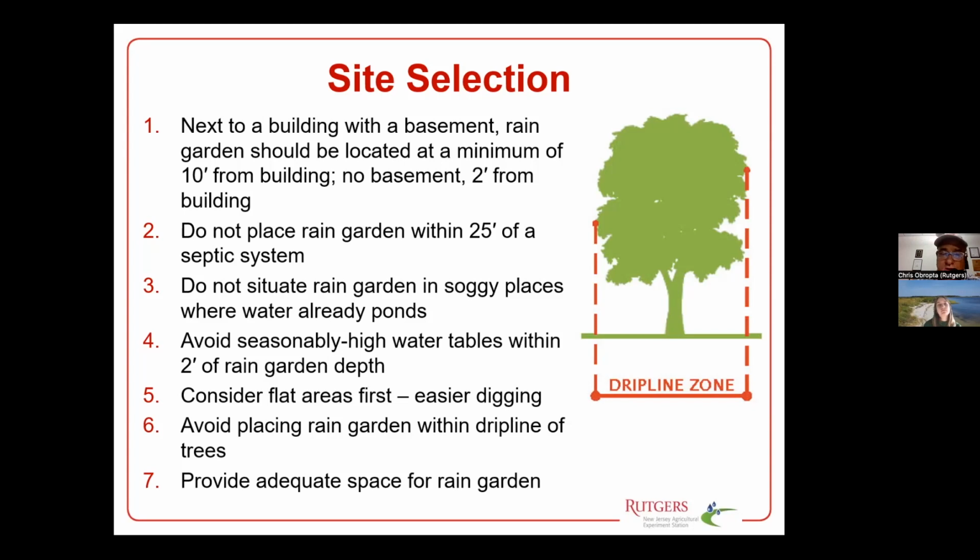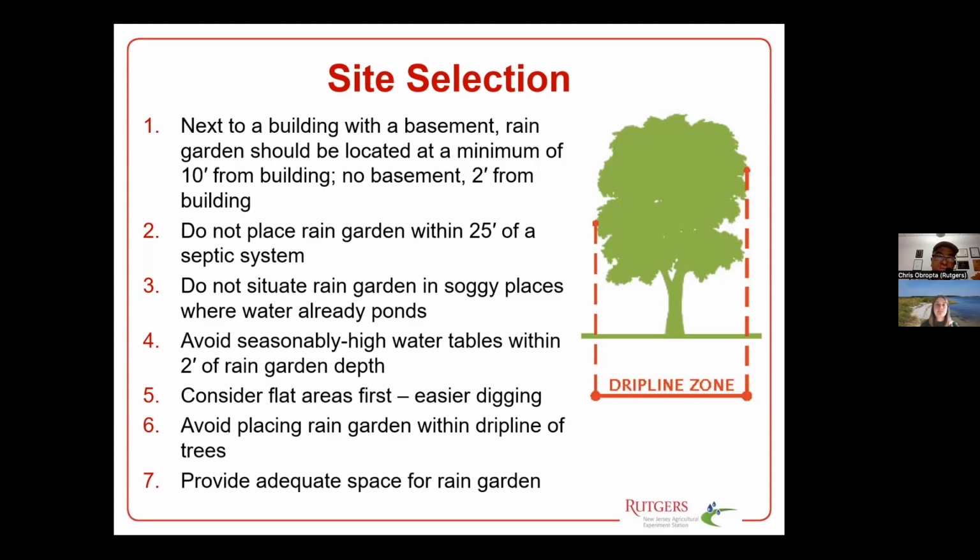So number 4 talks a little bit about that. We want to keep about 2 feet below the bottom of the rain garden to the seasonal high water table. So the water table in your yard will vary throughout different times of year. In the wetter season, it'll rise up, and we want to make sure that the rain garden, when it's filled with water, the water has a place to go. We like digging rain gardens in flat areas. It's just easier digging.